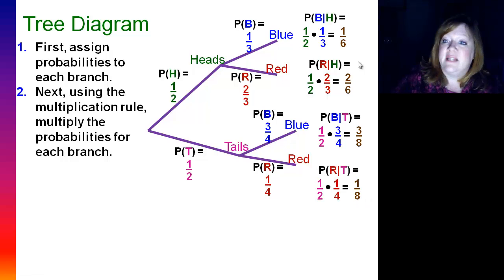One thing you want to see is 1/6 plus 2/6, that's 3/6 or a half. 3/8 plus 1/8, that's 4/8 or a half. A half and a half is 1. It'll always work out that way.